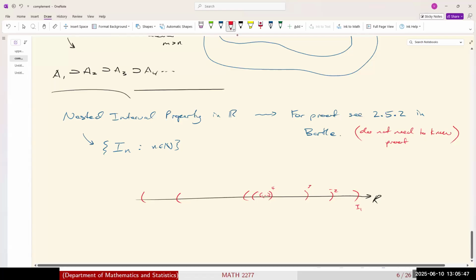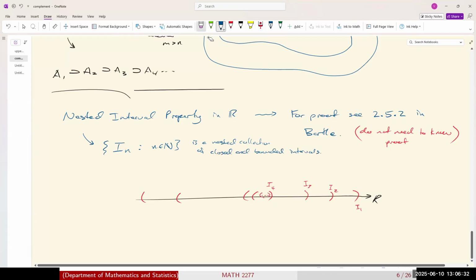Right? But it's the same sets. I'm just calling them I for interval. So this is a nested collection of, so you see, I drew the wrong type of interval, because if it's an open interval, it doesn't work. The collection of these intervals needs to be compact. They need to be closed and bounded. That's a collection of closed and bounded intervals.